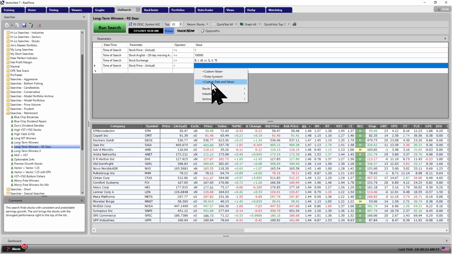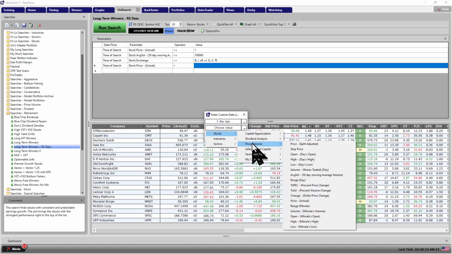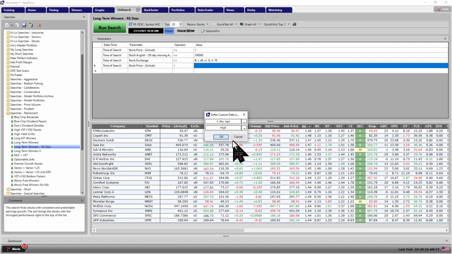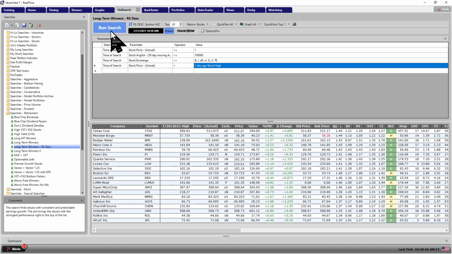I'm going to go to custom date and value. I'm going to choose 1 day ago. And then I'm going to choose the value of stocks, price, and days high. Now, if I add that into my parameters, now I'm only going to find stocks that are moving up. They're higher than the prior day's high. That's a very bullish pattern.